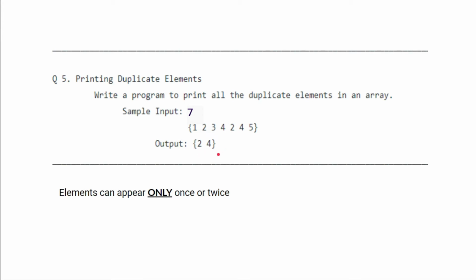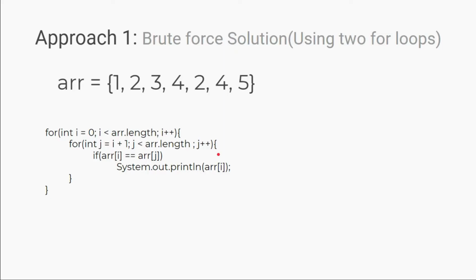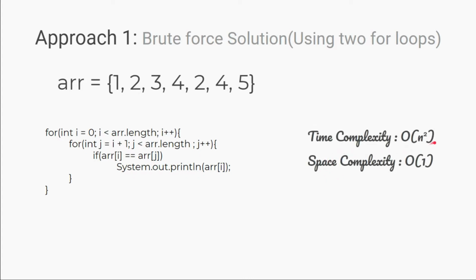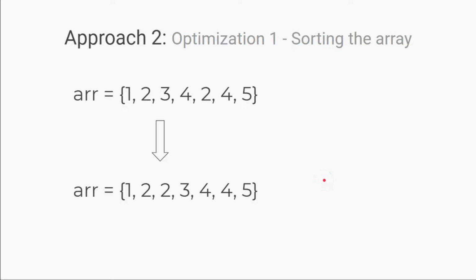Here we can use nested for loops for iterating over the array and comparing the elements, as they appear once or twice, and then print the value of those elements which appear twice. So the time complexity for this solution will be O of n square and the space complexity will be O of 1. So let's see how we can optimize this solution.